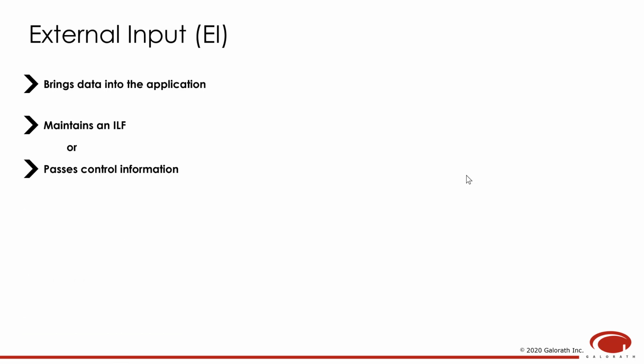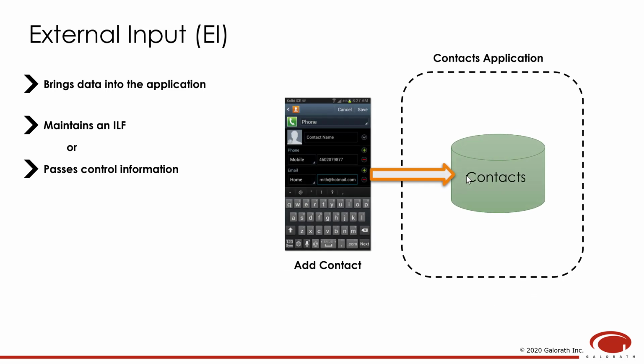Let's start with transactions now. The first type of transaction is an external input or EI. An EI is basically a transaction that brings data into the application. The data is stored within an ILF, or the data can also be control information. Control information is data that alters the behavior of the system or tells the system what to do under specific conditions. A good example of an EI is adding a contact in your smartphone.